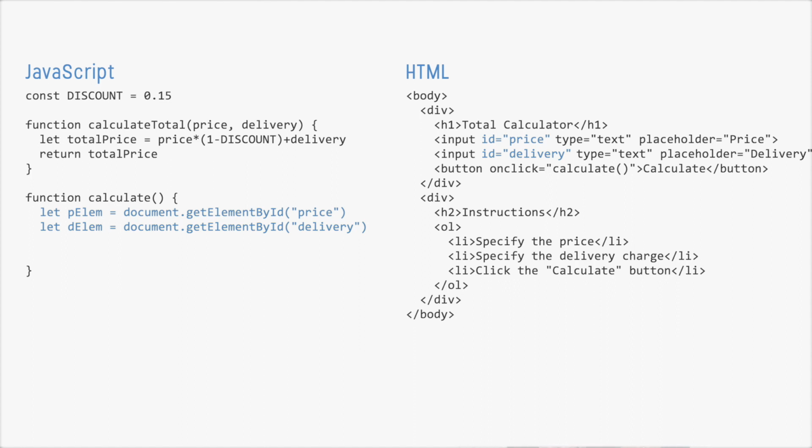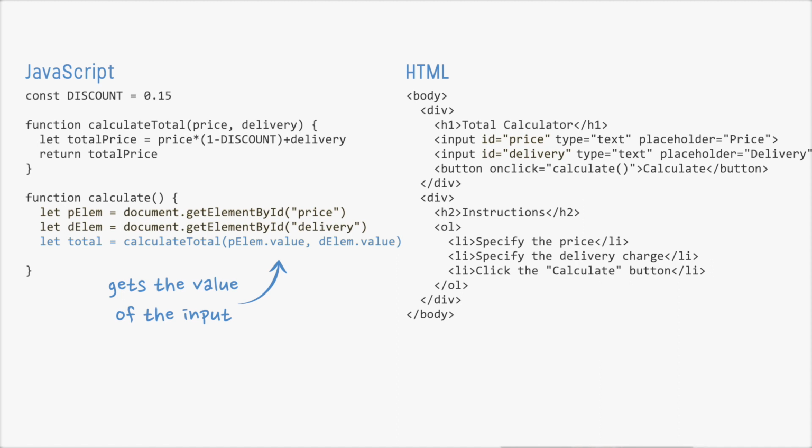The result of this exposes all of the properties that belong to that particular element, including any attributes or classes and even its inner HTML. We'll use the value property to get their current values and subsequently use them as parameters for the calculateTotal function.